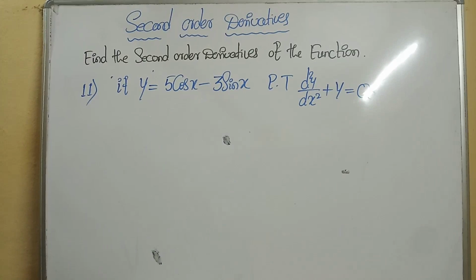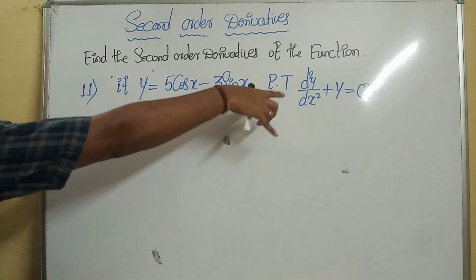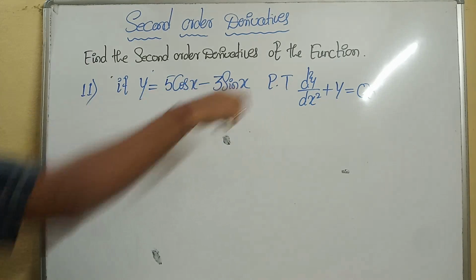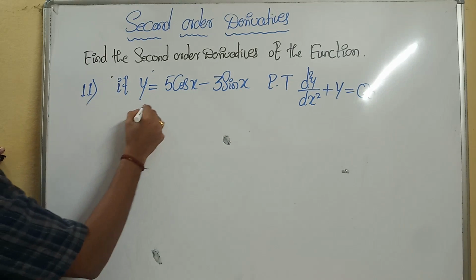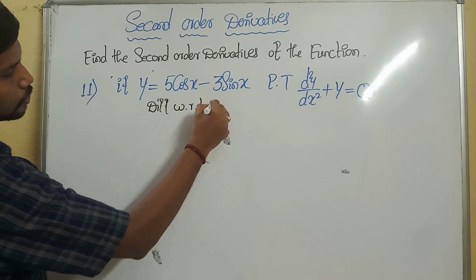This is a different question. y is equal to 5 cos x minus 3 sin x. We need to prove d square y by dx square plus y is equal to 0. First of all, I'll start with the first derivative, differentiating with respect to x.